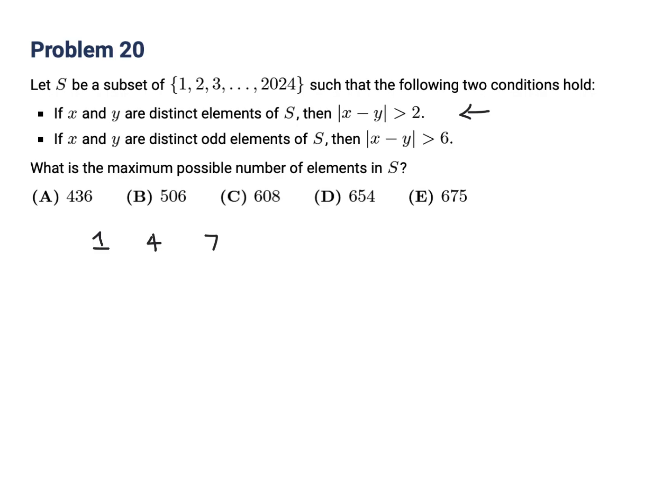But here's the problem. Now, if you look at the second condition, if x and y are distinct odd elements, the only odd elements so far are 1 and 7. Now, if I subtract them and take the absolute value, it equals 6.